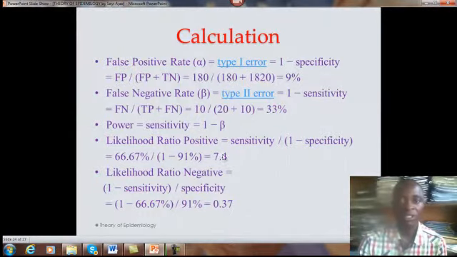If you go through the calculation, it is very easy. Type 1 error here is alpha: the false positive rate is referred to as type 1 error, alpha. The false negative rate here is beta. Remember from statistics, how do you calculate power? That is 1 minus beta, 1 minus the type 2 error, because that is the power of the test. Then we have the likelihood ratio positive and likelihood ratio negative.